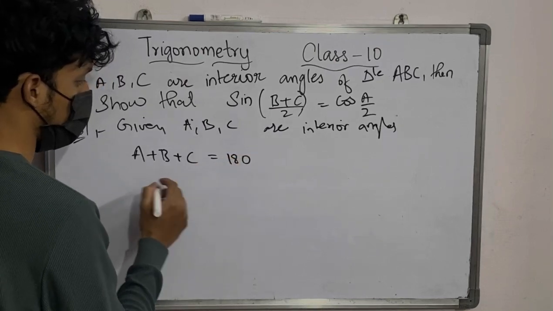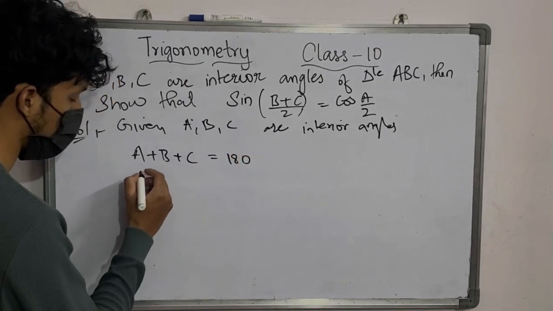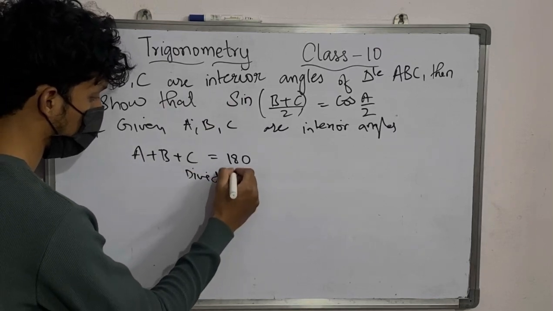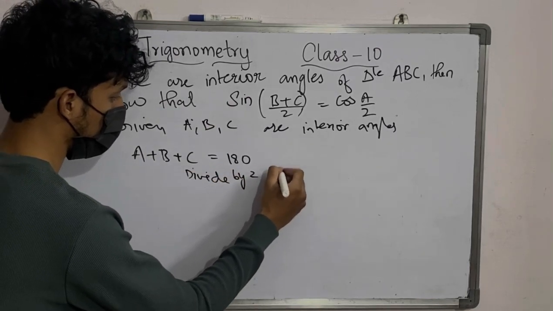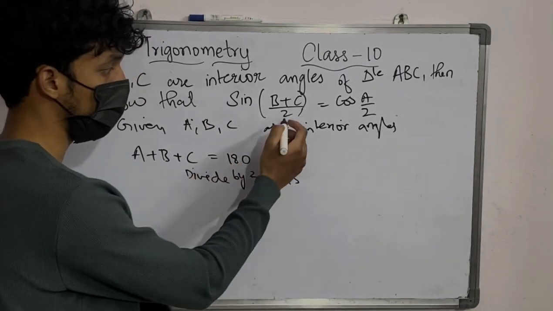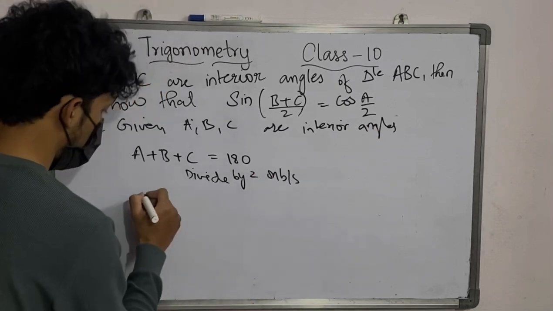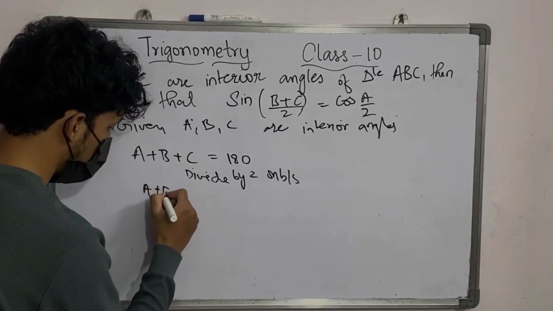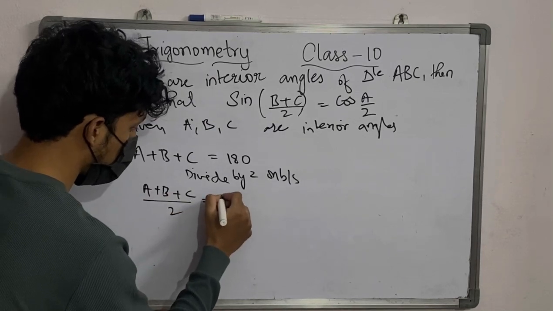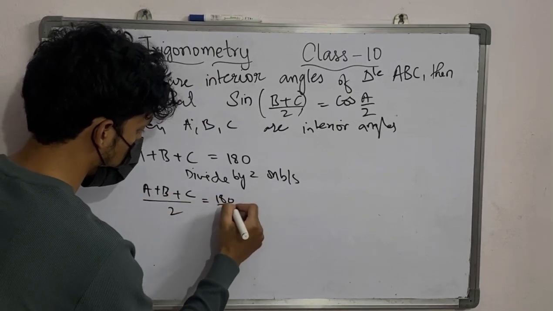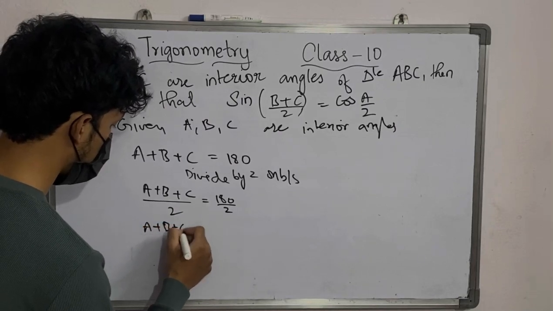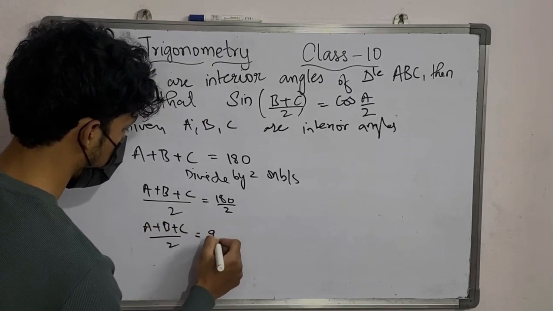Now guys, we divide by 2 on both sides. I am dividing by 2 on both sides because I have 2. That's why A plus B plus C divided by 2, and here also 180 divided by 2, and here we have (A plus B plus C) by 2, and here we have 90.